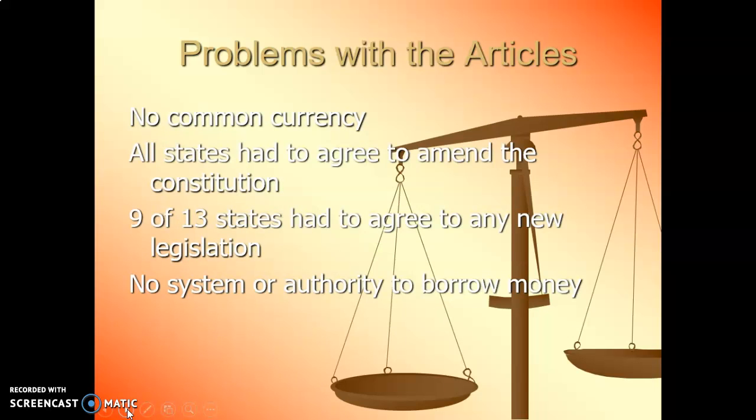All states had to agree to amend the Articles. Nine out of 13 states had to agree to new legislation. Remember, that's like 72% instead of a simple majority, and there was no system of authority to borrow money.